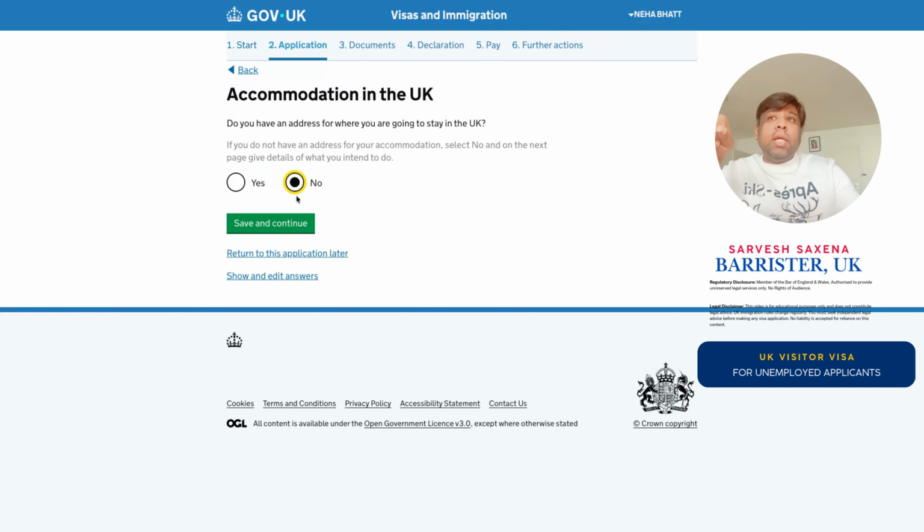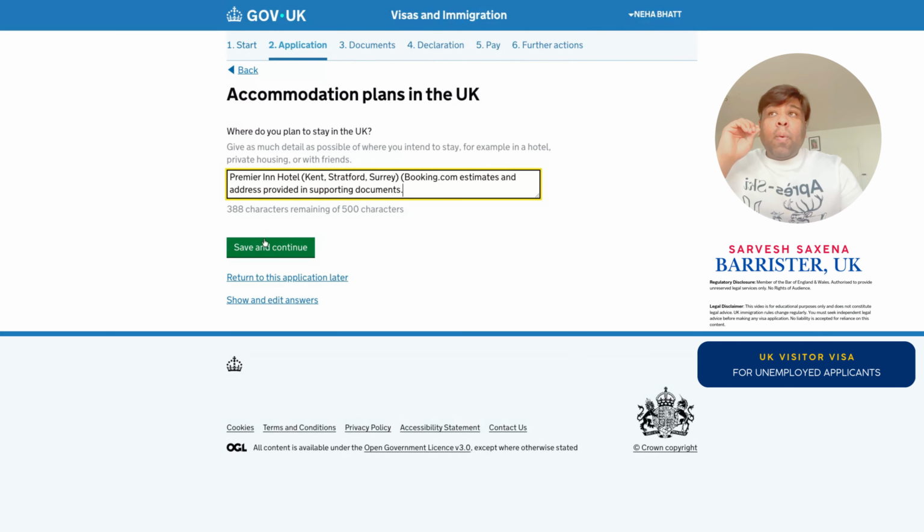Accommodation: do you have accommodation in the UK? No, because usually when you know someone as a family, you select yes and then you write it. One piece of suggestion: do not pay for the trip in advance. It is always a guidance from the UK Home Office that please do not make confirmed reservations unless the visa has been secured or granted, because if you do that, they will not give you any refund.